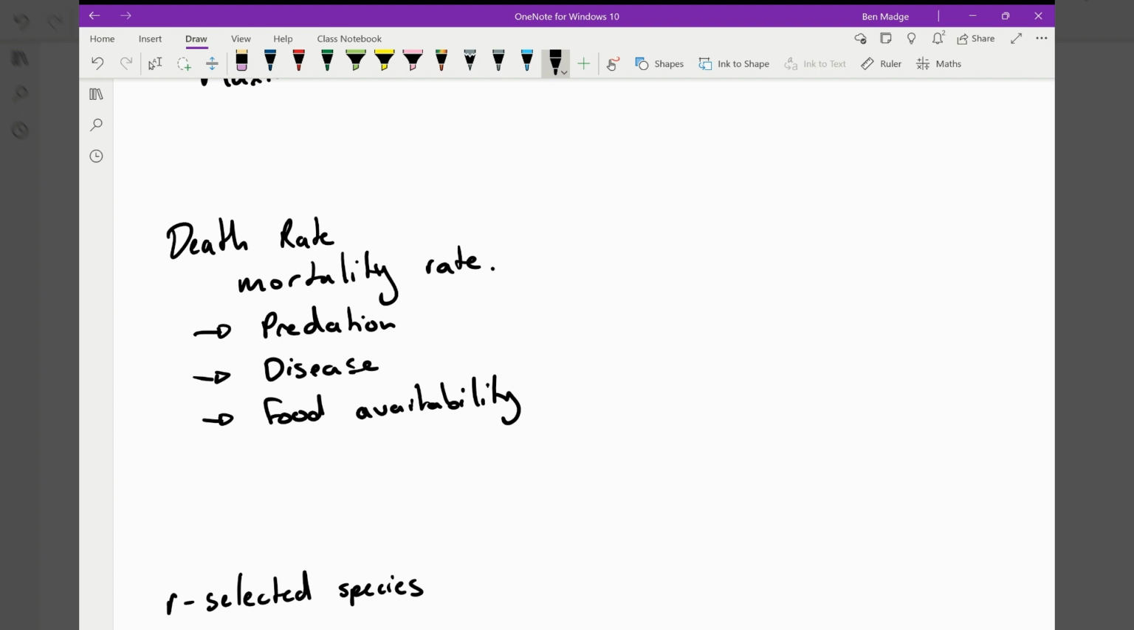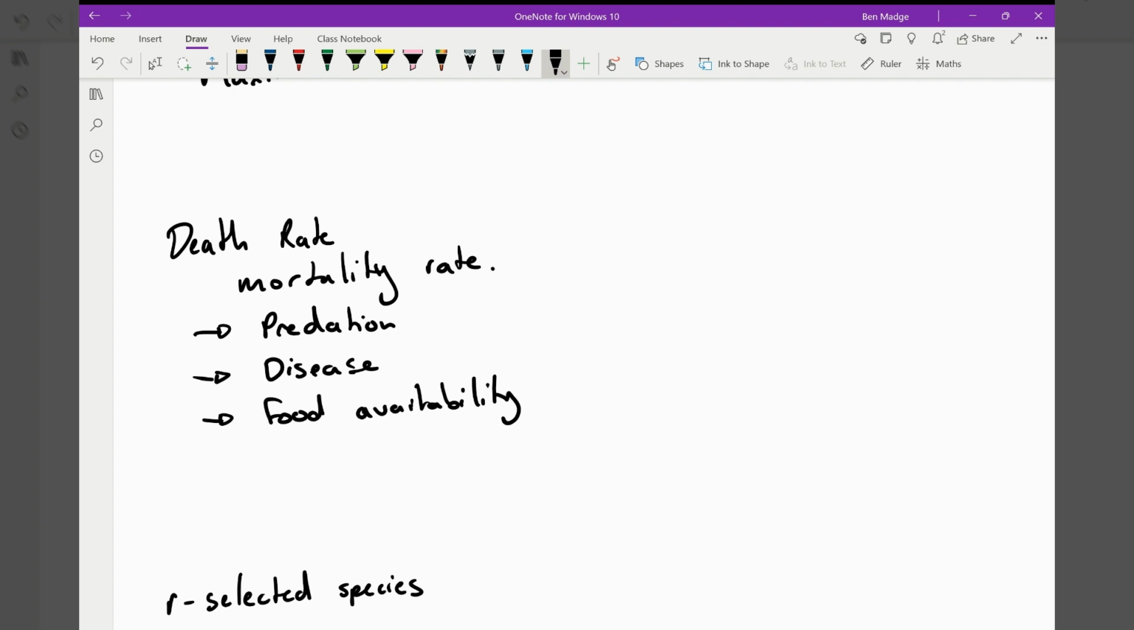So what we have in ecology is a theory that describes how different species have evolved to cope with these two different pressures. Because obviously, if a species has a much greater death rate than it does birth rate, then it will soon go extinct.